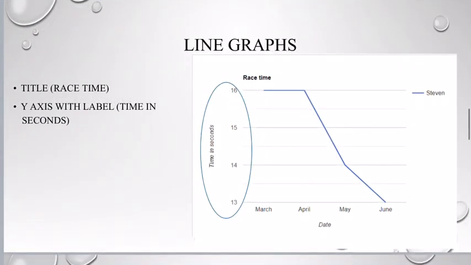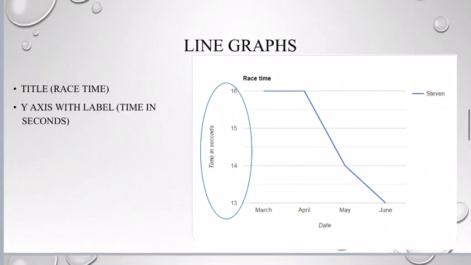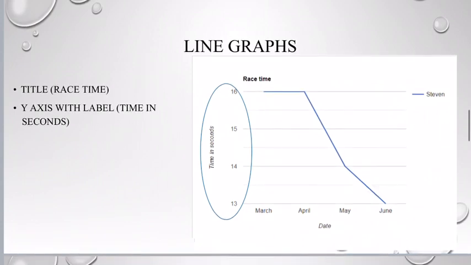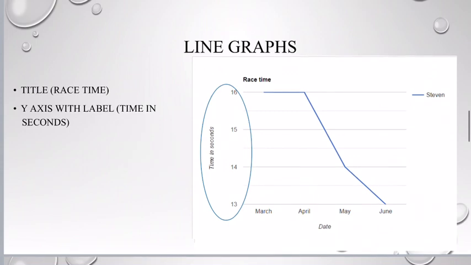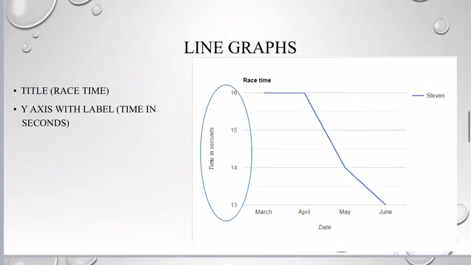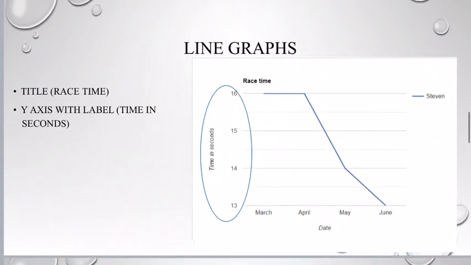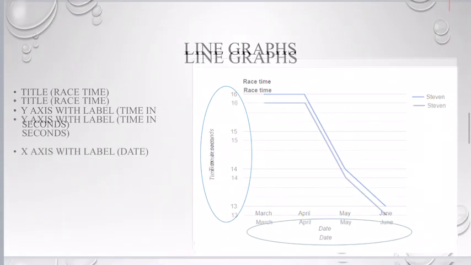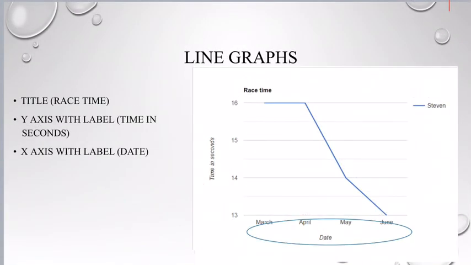On the y-axis, the line going up, we're measuring in time, in seconds. So the bottom is 13 seconds, 14 seconds, 15 seconds, and 16 seconds. The x-axis, the line going from left to right, is measured in months. So it says date, March, April, May, and June. So it says date, or you could say months.